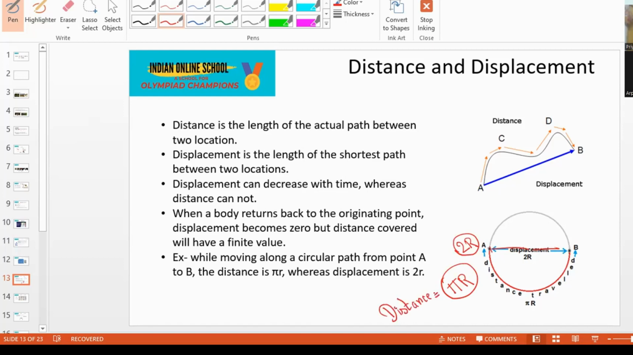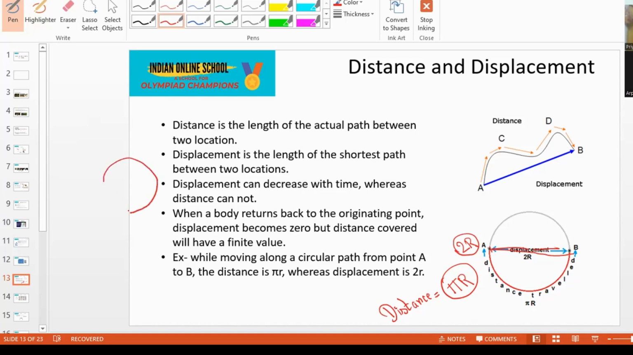Ma'am, can you explain once more? Yes. Can you see the circle here? What will be the distance of this curved line to reach from A to B? Distance covered will be pi r. And what is the displacement? Displacement, as I have told you, is the shortest path from A to B. That means 2r.